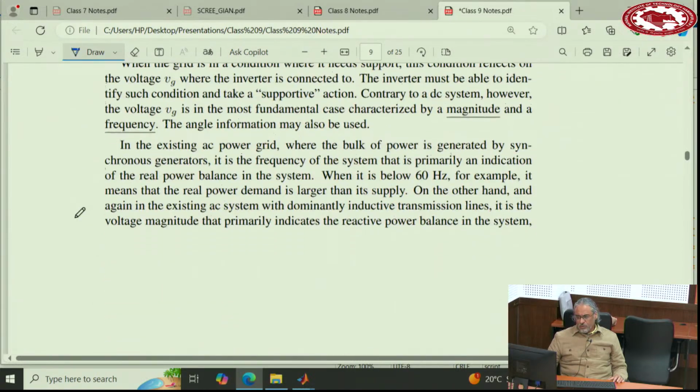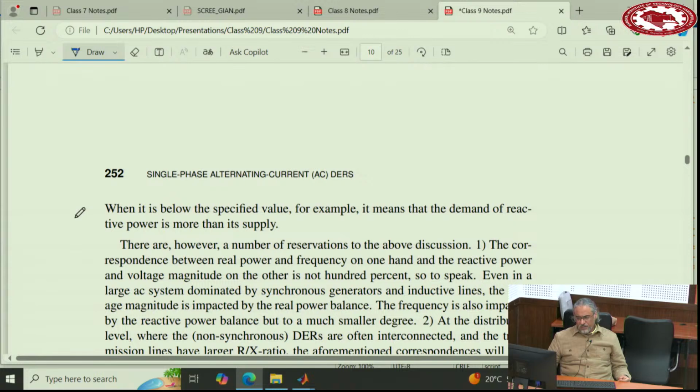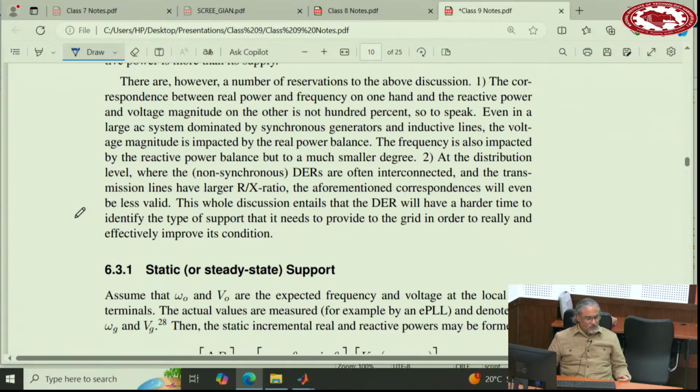So again, support has two aspects: dynamic support and static support. Now in AC, the waveform has two parameters: magnitude and phase, or magnitude and frequency, you can say. And the powers will be real power and reactive power. So in DC, we only have voltage and real power. In AC, we have real power, reactive power, magnitude, frequency. So we need to relate these together. But the problem is there is no clear relationship between these things in AC.